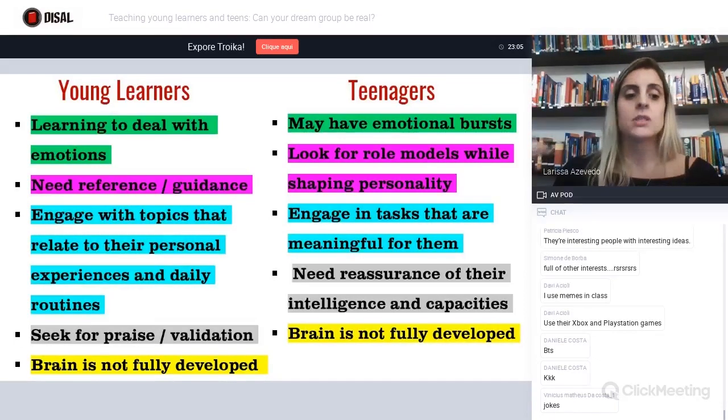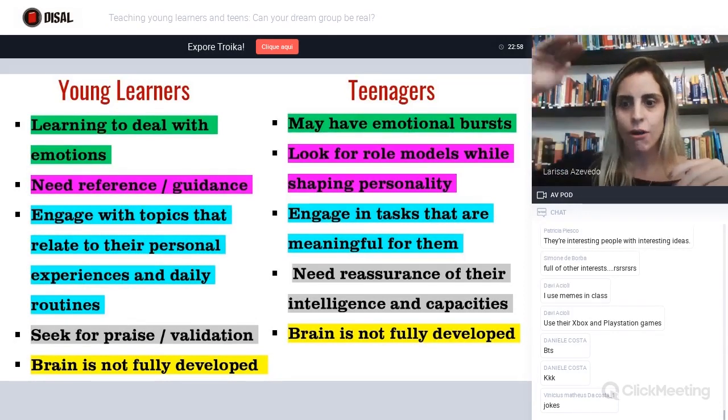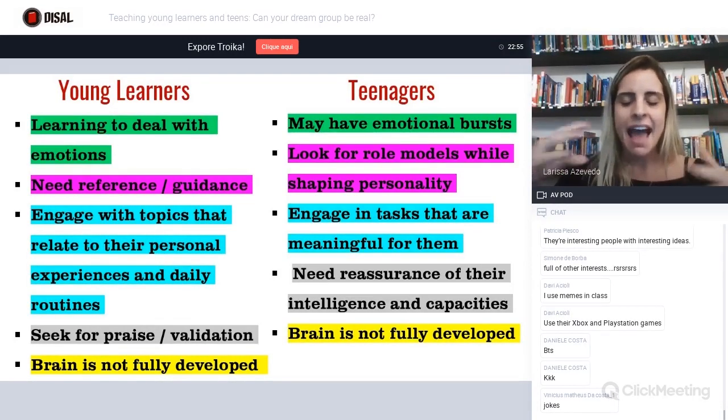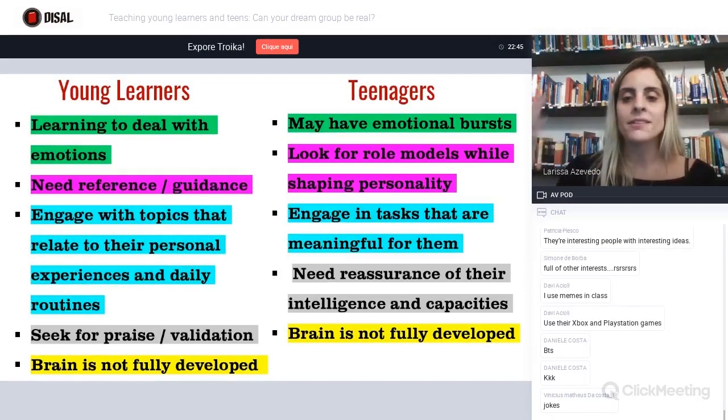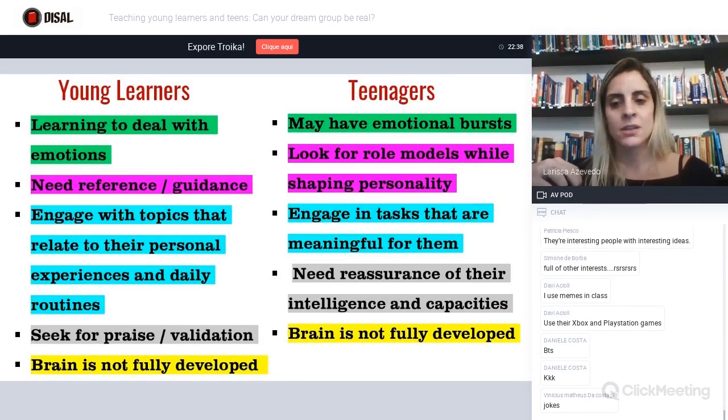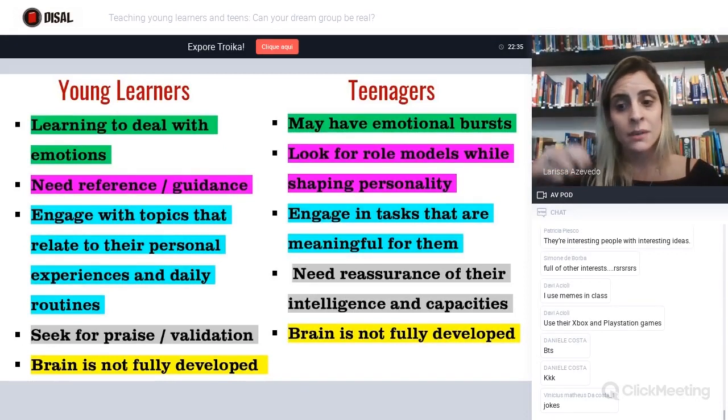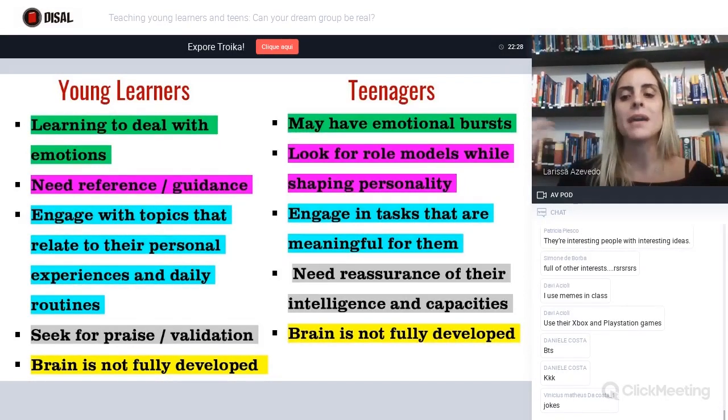Why? Because both age groups still have their brains being developed. And it's very tricky because teenagers are taller, sometimes even taller than us, and they have their physical appearance more developed than children, so we tend to think that they are better prepared for some situations, that they have some abilities fully developed in relation to kids. But actually, they don't. They still need a lot of guidance, they still need a lot of support, they still need our help and patience because they are still learning and they are still getting used to the new person they are becoming, and it is a tough moment.